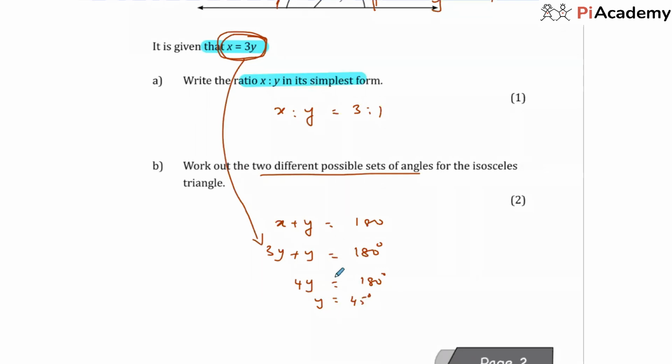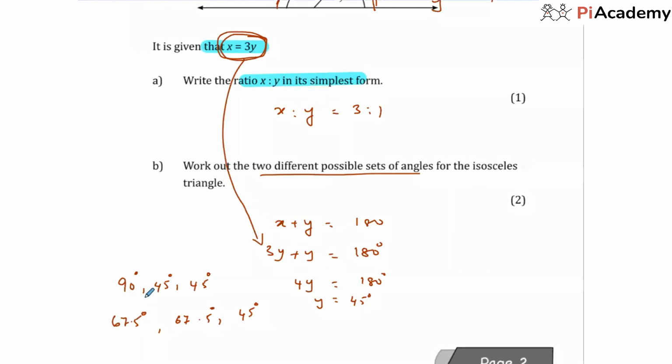So two different possible sets of angles for the isosceles triangle. An isosceles triangle has two same angles, right? One set is 45 degrees, 45 degrees and 90 degrees. That's one set. The other set would be 67.5 degrees, 67.5 degrees and 45 degrees. That's the other set of angles, right?